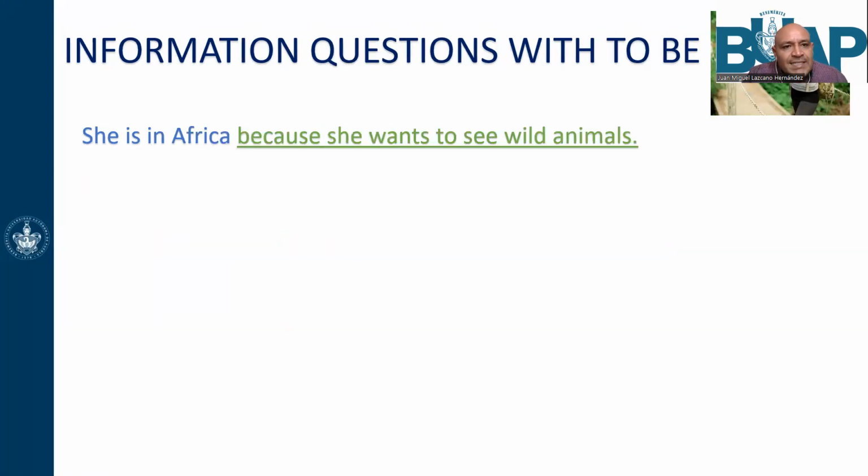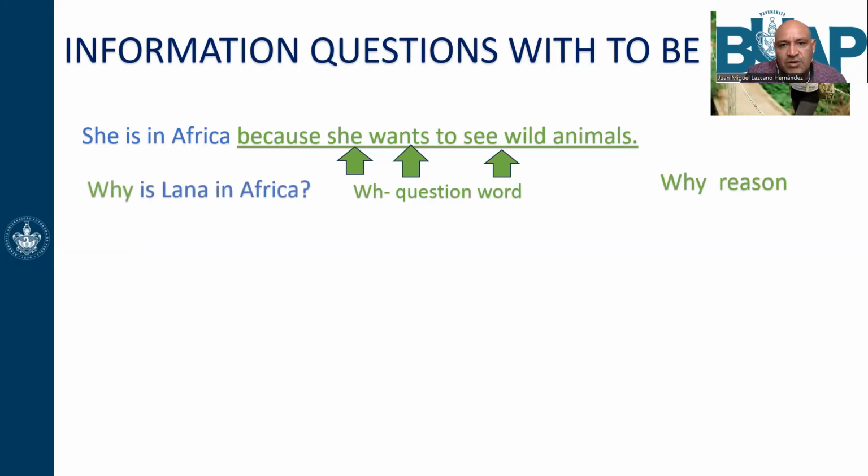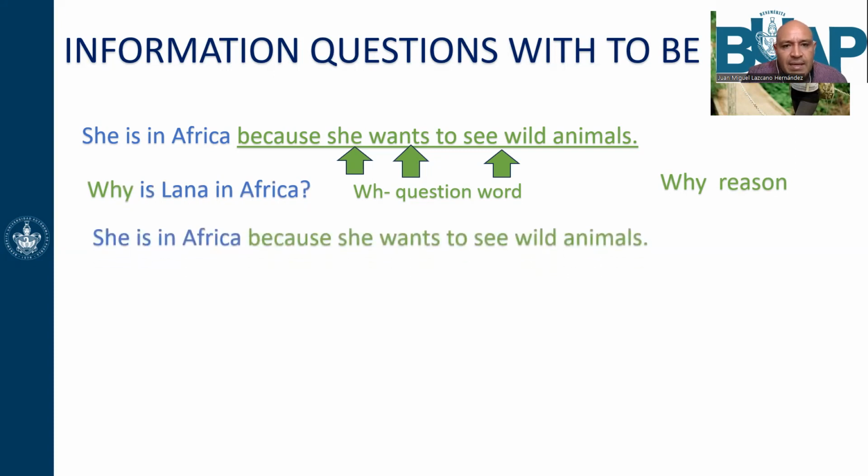The next one. She is in Africa because she wants to see wild animals. Okay, so the first thing that we have to do is identify our answer. Because she wants to see wild animals. Okay, so in this case, what question word do we use when we want to talk about reasons? Why? So that is the reason that we are going to say, why is Lana in Africa? She is in Africa because she wants to see wild animals.